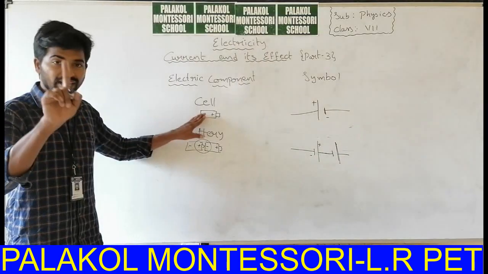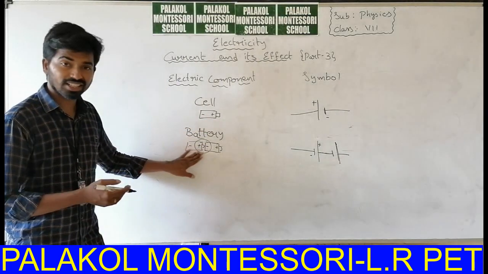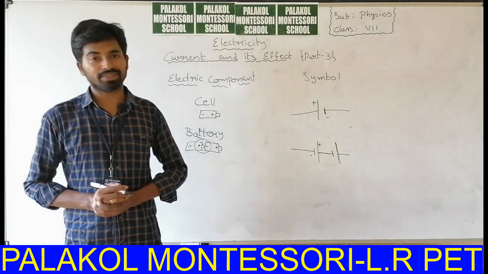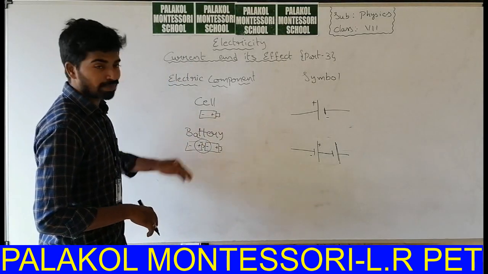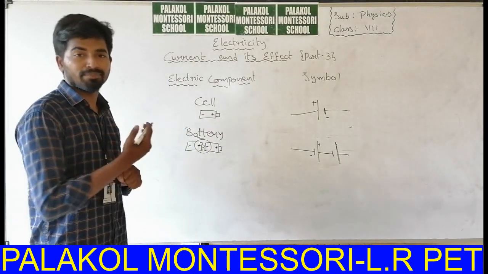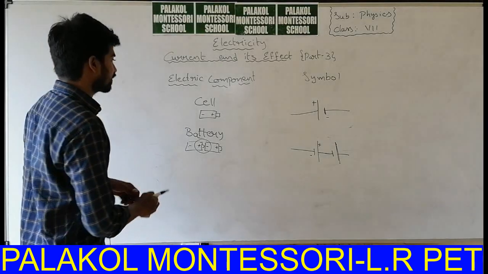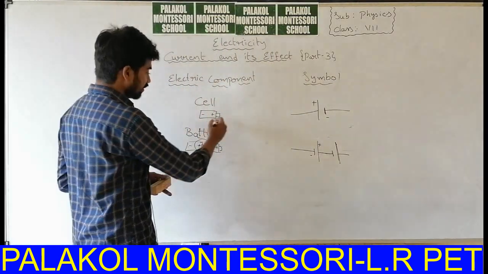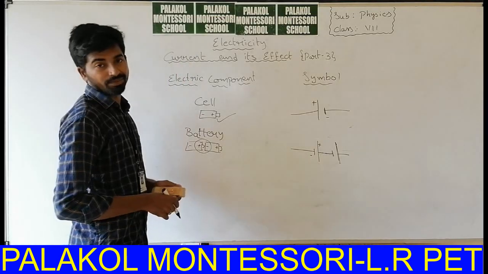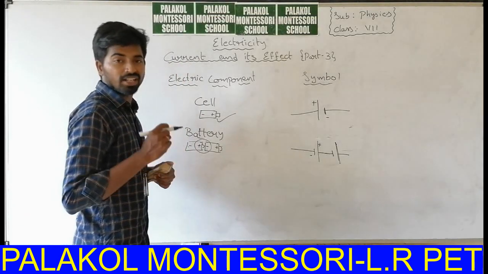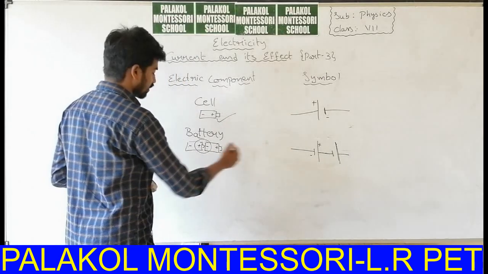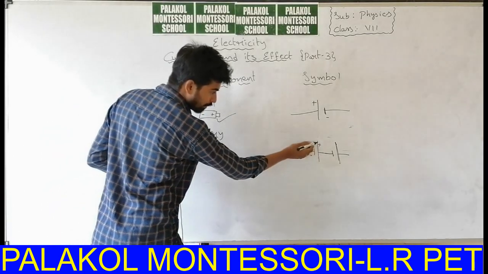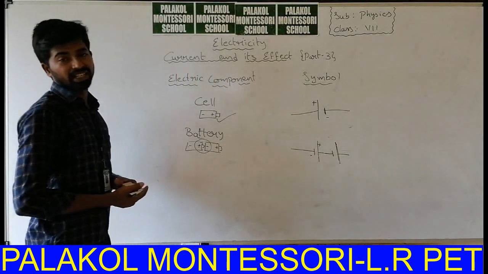If there is a single battery, we can call it a cell. If there are two or three cells, we can call it a battery. So these are the symbols related to the battery. We have two cases: the symbol for a single battery, and if there are two or more batteries, you have to follow how the connections were made. The positive terminal is connected to the negative, so the longer line is connected to the shorter line.